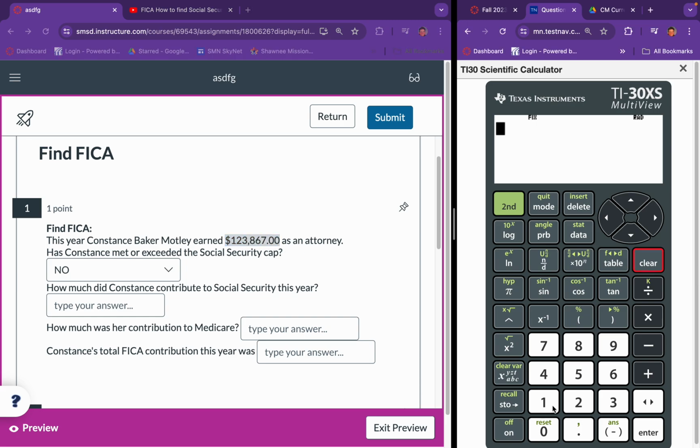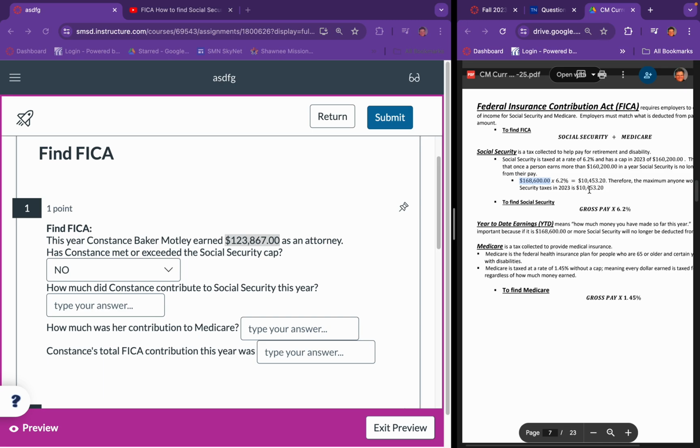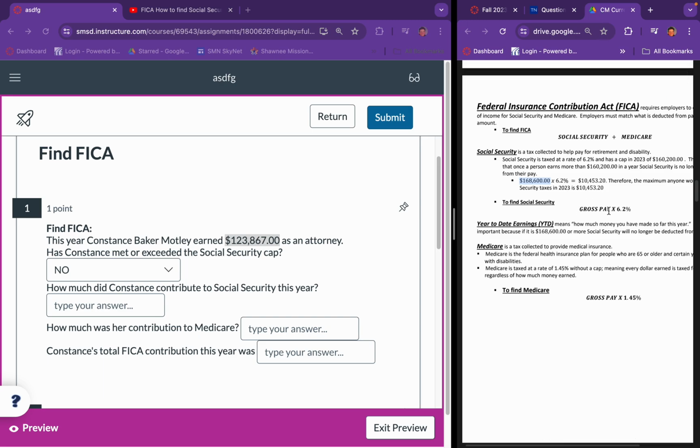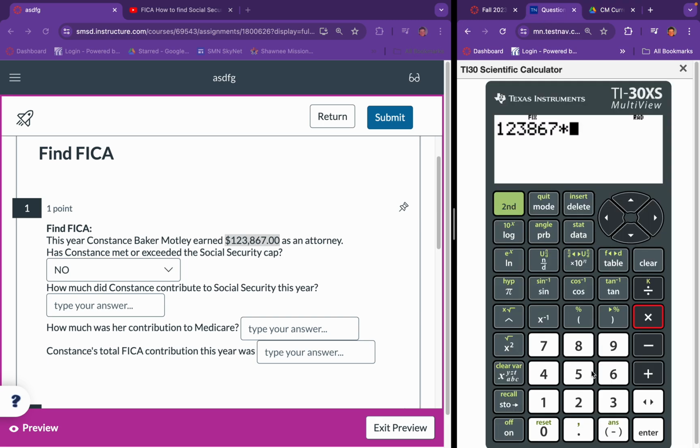So what we're going to do is take how much money Constance earned, $123,867, and multiply that by 6.2%. So we're going to take gross pay times 6.2%, and we're going to find out that this year Constance paid $7,679.75 into Social Security. So that is what her employer removed from her paychecks and sent to Social Security.